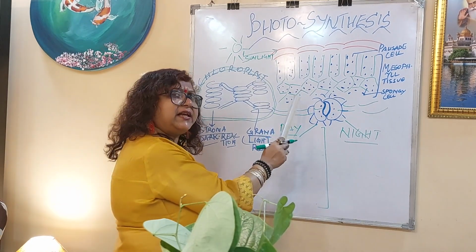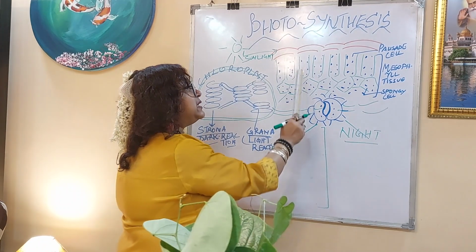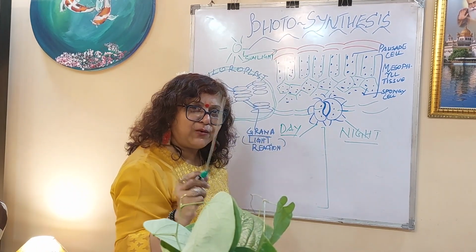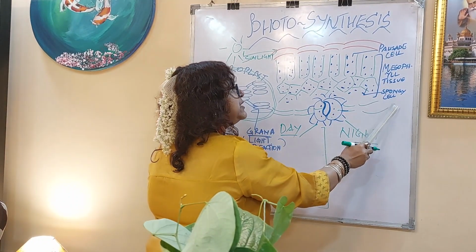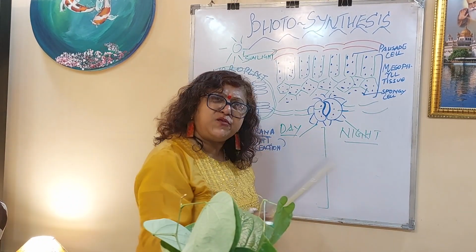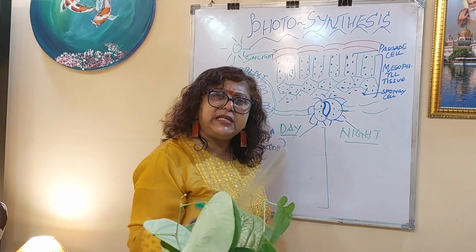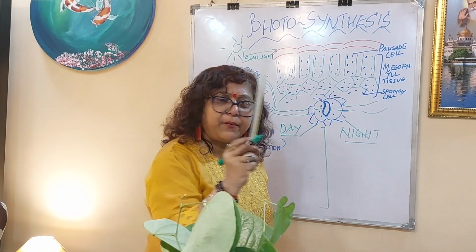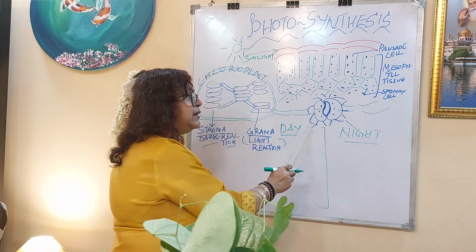The spongy cells are irregularly arranged, and the palisade cells, they both are studded with the chloroplast. They have the chlorophyll in them. Together, palisade cell plus spongy cell is known as the mesophyll tissue of the plant. So photosynthesis is mainly concentrated in the mesophyll tissue of the plant. First point. Second point, this chloroplast is also found in the stomata.